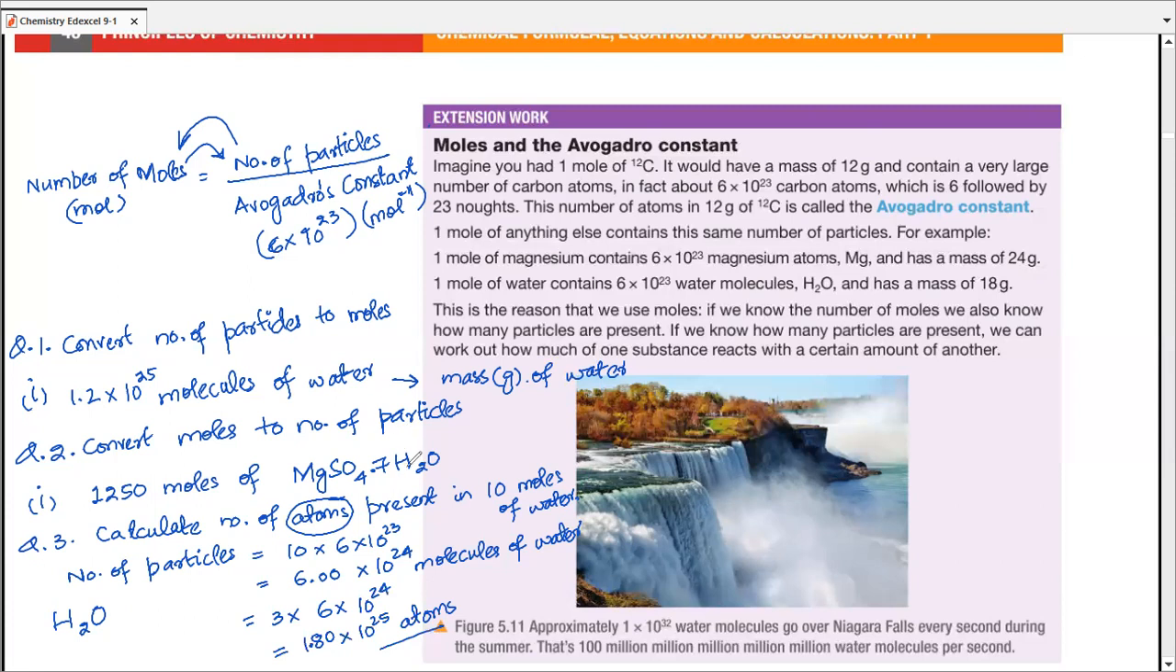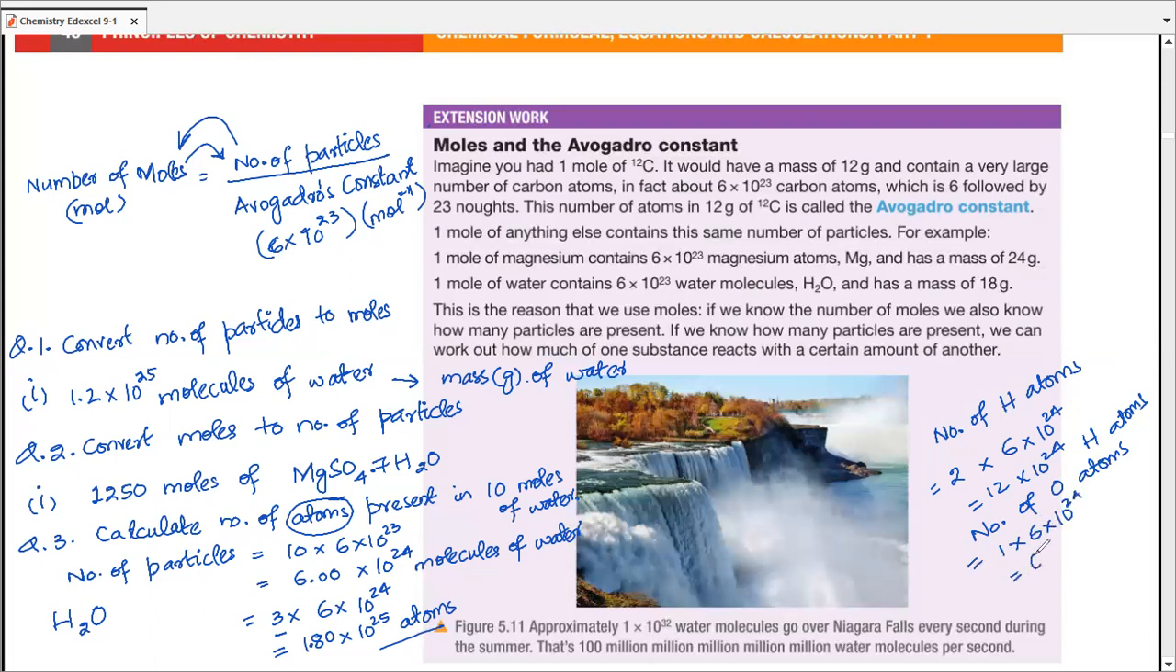If he's being specific, so number of H atoms, then you do not need to multiply this P. The number of H atoms is your 2 multiplied with your answer, like this. They're really 12 into 10 raised to power 24 H atoms, right? And number of O atoms would be the same as your answer because that's really 1 multiplied by 6 into 10 raised to power 24, which is 6 into 10 raised to power 24, right?